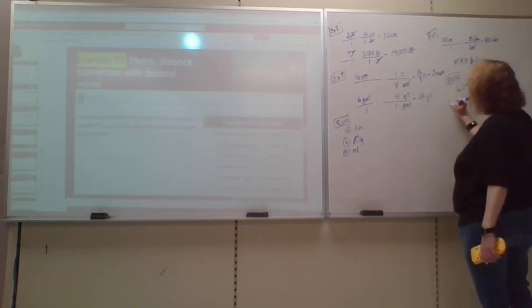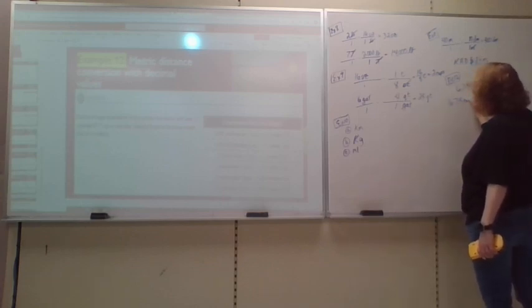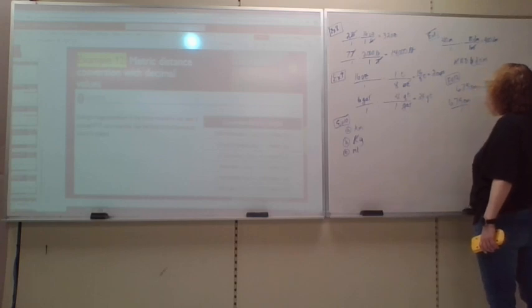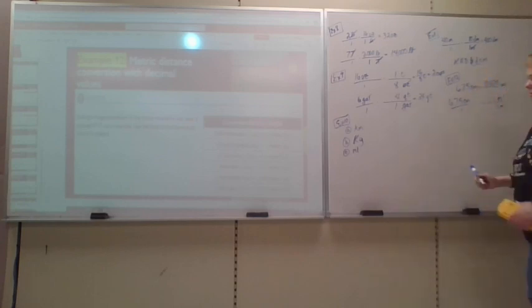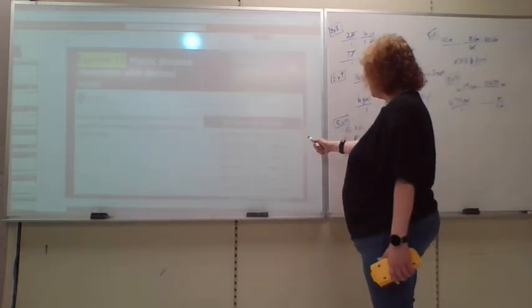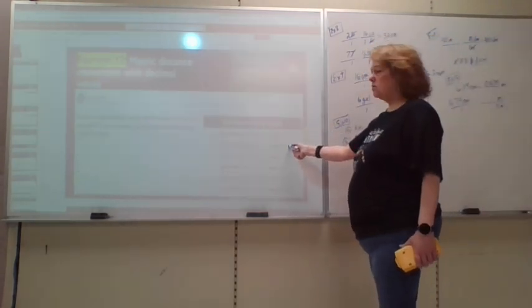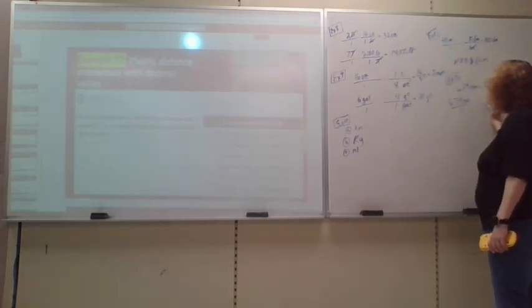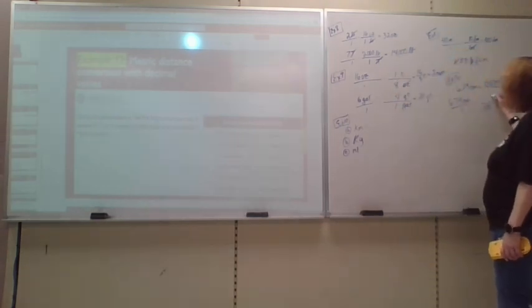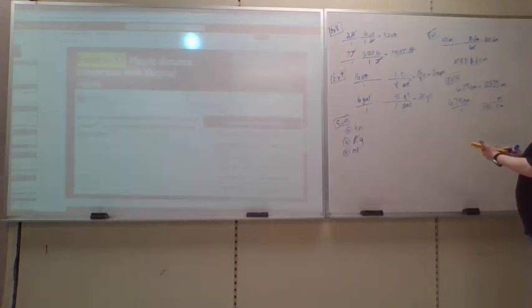Or I can use my picket fence. Then I look at this and I say, it looks like I'll be using the second one down. I would put 100 here, and then I would put 1 here, right? So what is 67.5 divided by 100? It is 0.675 meters. So it doesn't matter which way you do it. You can do the King Henry or you can do the picket fence.